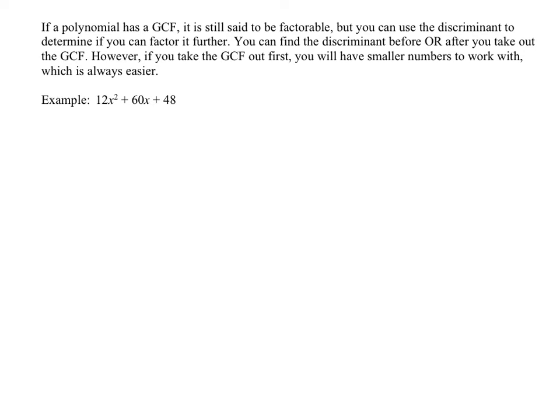Okay, so let me just show you how I would do this problem. The very first thing I would do is look at my problem and say, is there a GCF? And in this case, there is a GCF. I can pull out a 12, okay? So now, because I can pull out a 12, we can't say that this guy is prime, okay? But I'm going to pull out the 12, and I'm going to get x squared plus 5x plus 4.